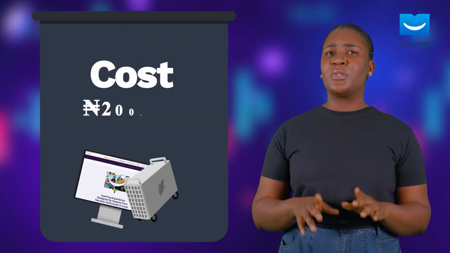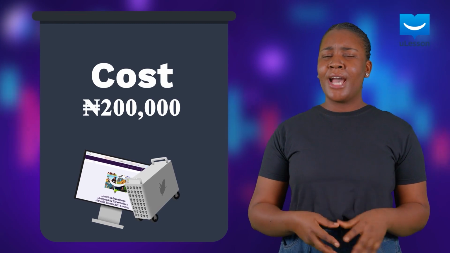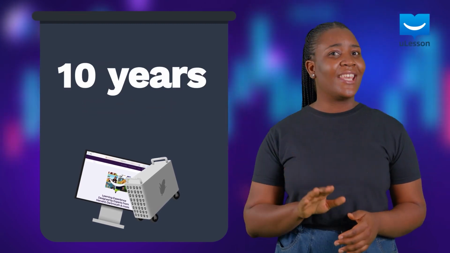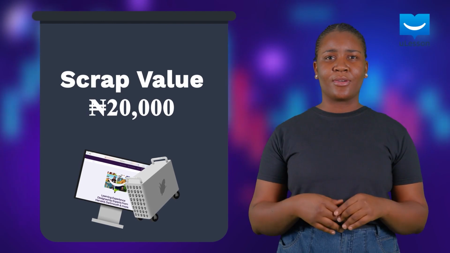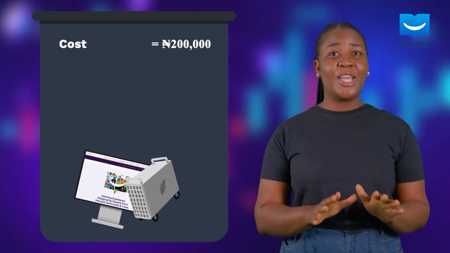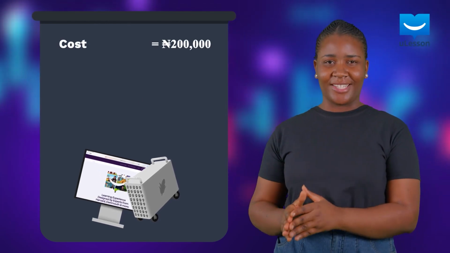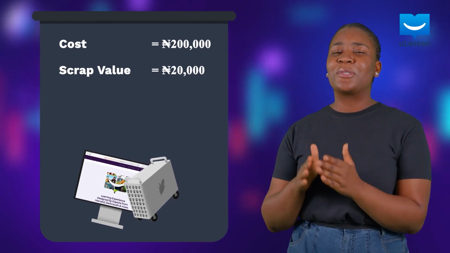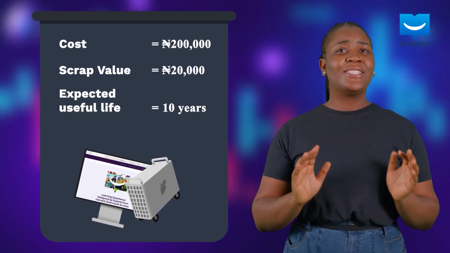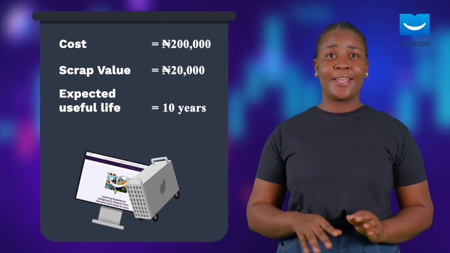So what if the computer was bought for 200,000 and was expected to be used for 10 years, after which it will be sold for 20,000 naira? Can you determine the depreciation per year using the straight line method? The cost of the computer is equal to 200,000 naira, the scrap value is equal to 20,000 naira, and the expected useful life is 10 years.